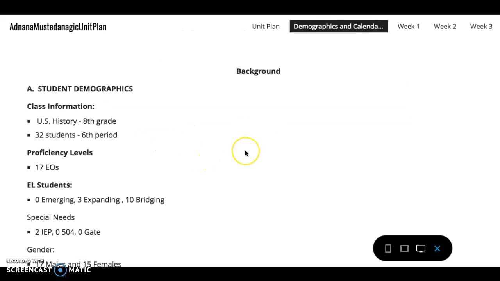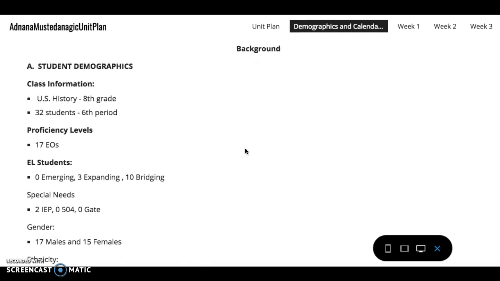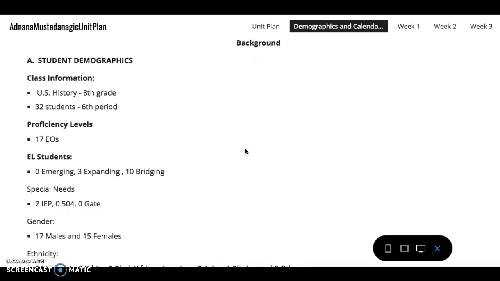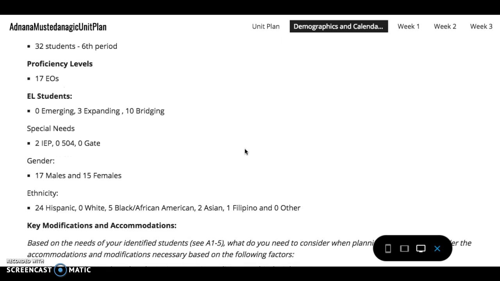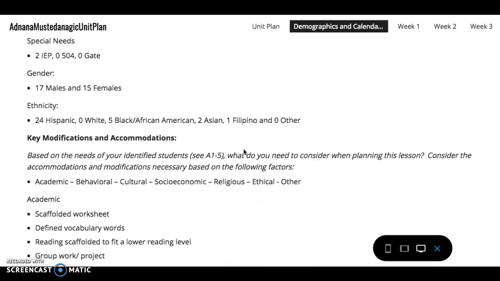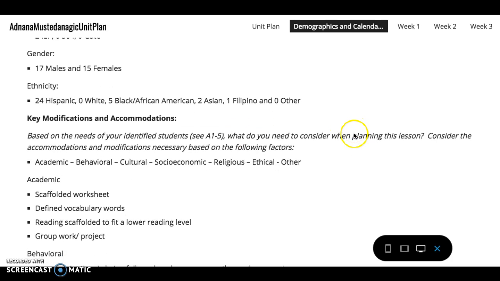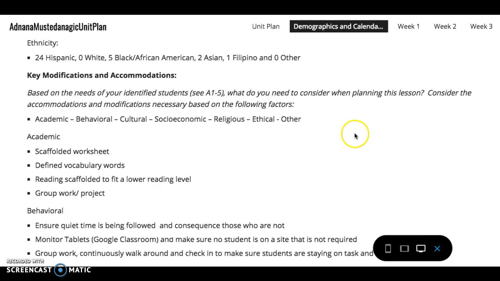So in terms of background, yes, I teach U.S. history 8th grade, and in specific, I'm focusing on my 6th period, which has 32 students. Of those 32, 17 of them are proficient, and I have about 3 expanding EL students and 10 bridging. In terms of special needs, I have 2 IEP students, 0 504s, and 0 GATE. In terms of gender breakdown, there are 17 males and 15 females within the classroom.